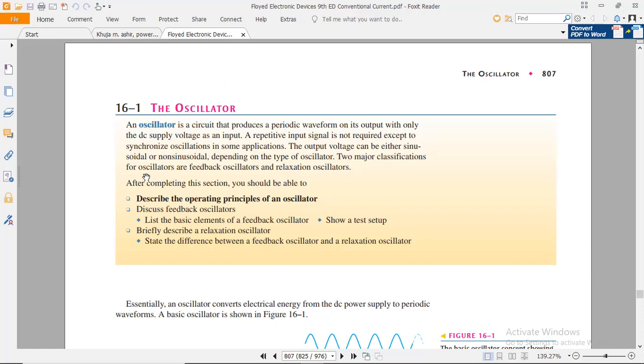can be either sinusoidal or non-sinusoidal, depending on the type of oscillator, that is, which kind of oscillator you select for the particular purpose. Two major classifications of oscillators are feedback oscillators and relaxation oscillators.